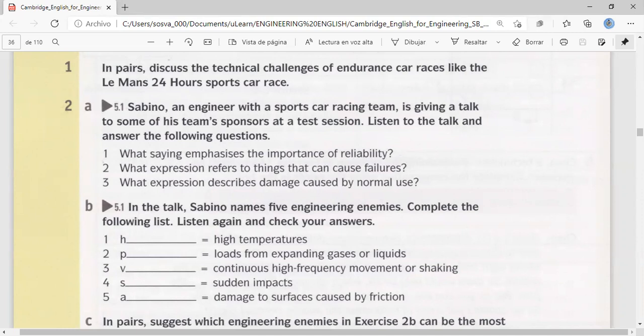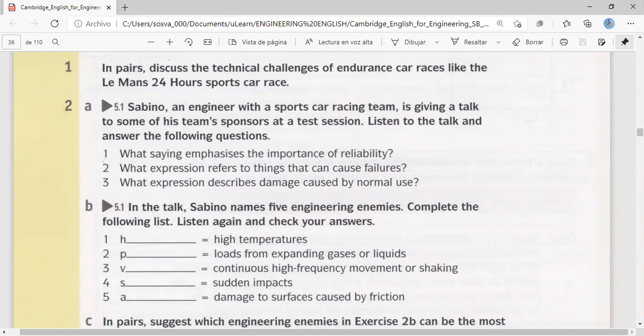The second question says, what expression refers to things that can cause failures? Failure is like a problem, something that needs to be fixed. So he mentioned some things. What expression that he said makes reference to that? And the third one is, what expression describes damage caused by normal use? Maybe not a technical problem, but something because of the use of that.